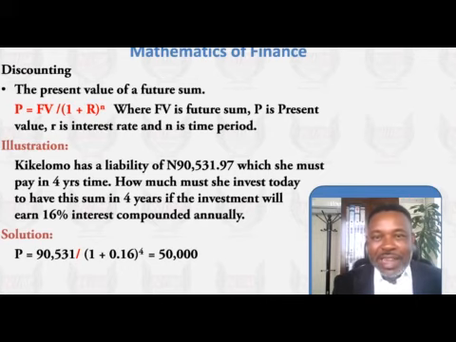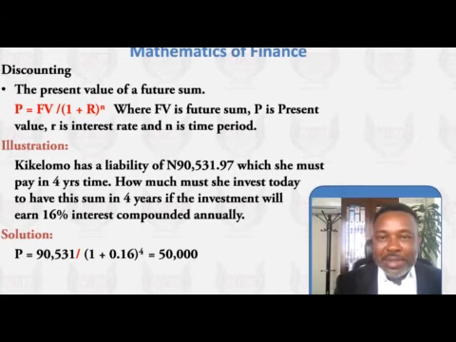Now let's illustrate discounting with Kikelomo, who has a liability of 90,531 naira 97 kobo, a liability which she must pay in 4 years' time. So how much must she invest today to have this sum in 4 years? Assuming the investment will earn 16% interest compounded annually. So the problem is to know how much 90,531.97 repayable in 4 years' time is worth today.